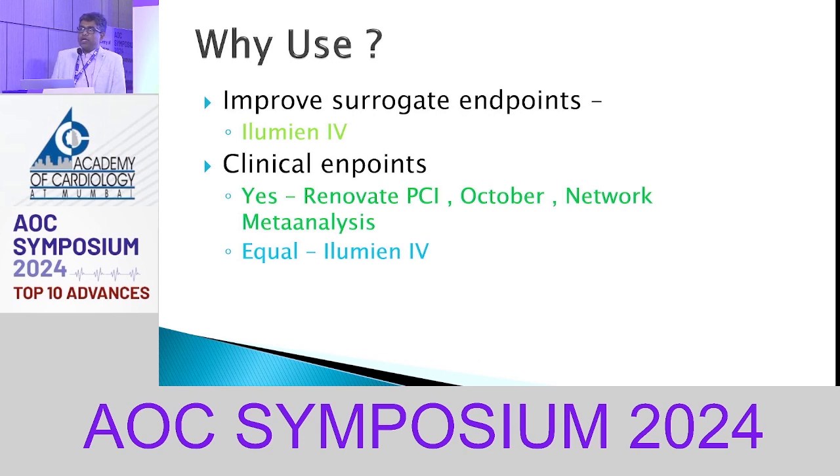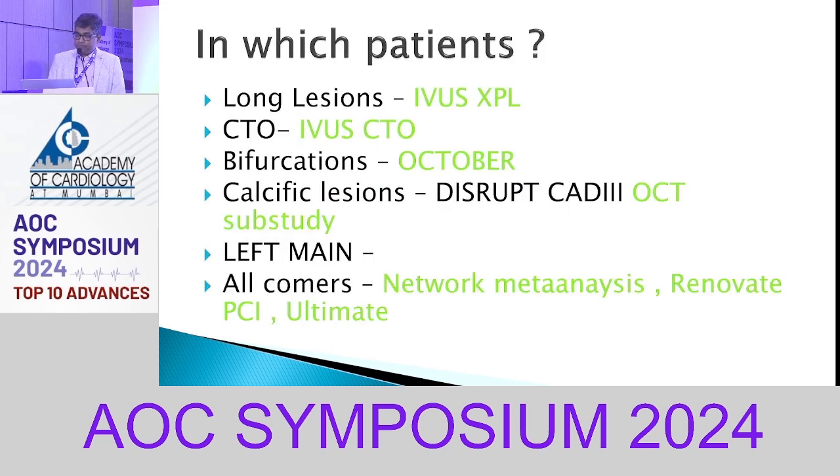So we come to the first question we ask: why use? Improve surrogate endpoints. Definitely, it improves imaging, improves surrogate endpoints, and Illumin 4 showed us that. Clinical endpoints, yes: Renovate PCI, October, network meta-analysis, all these three trials showed there is definite improvement in the clinical endpoints when you compare imaging guided PCI versus angiography guided PCI, but it was equivalent with Illumin 4.